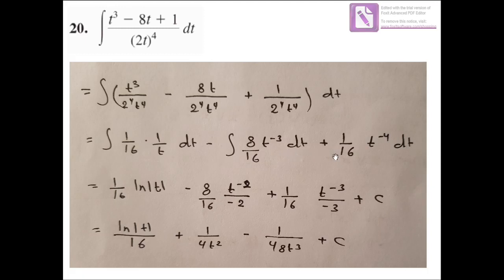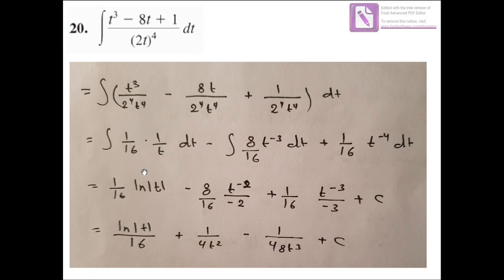Then plus, for this one here we missed the integral sign, sorry, so here there should be an integral sign. 1 over 2^4 will be 1 over 16. Here we have t^-4 dt. So here I missed the integral sign, so write it in your notes.